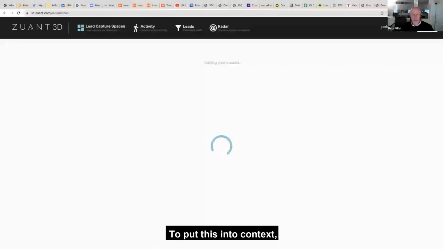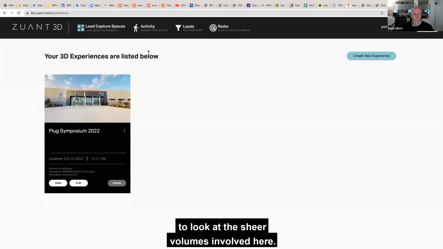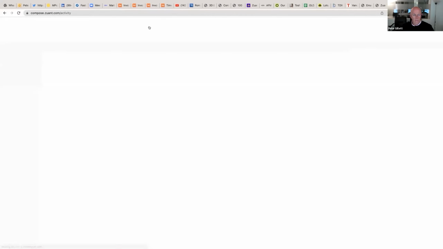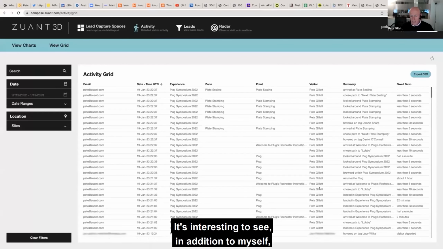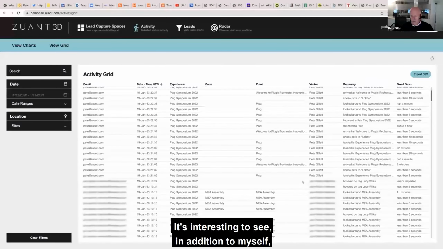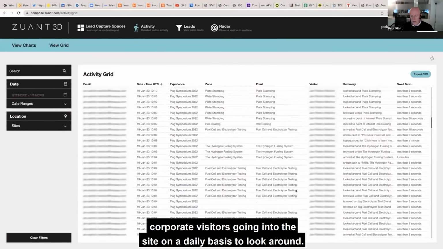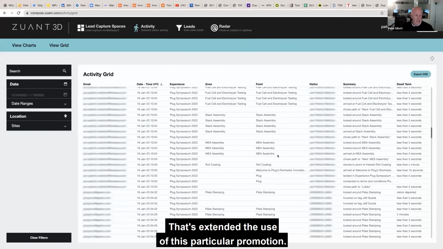So to put this into context, to look at the sheer volumes involved here. This was middle of October, I believe. And it's interesting to see that in addition to myself, from time to time, there are corporate visitors going into the site on a daily basis to look around. So that's extended the use of this particular promotion.